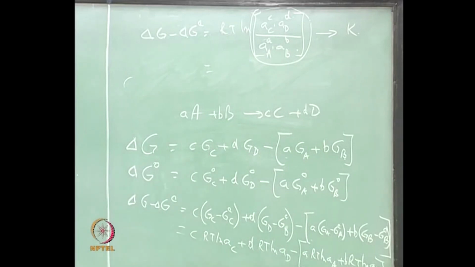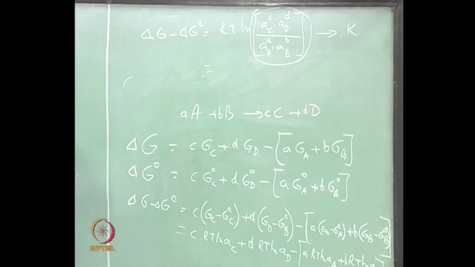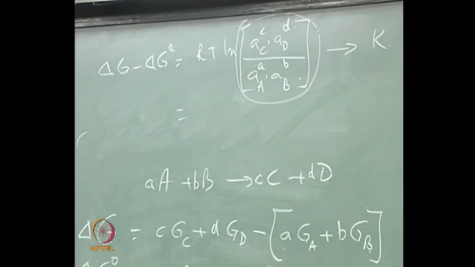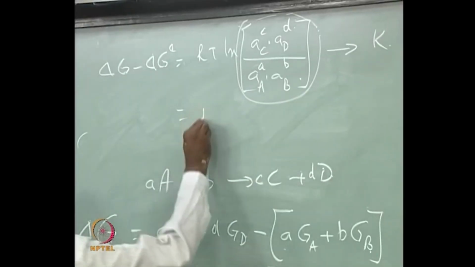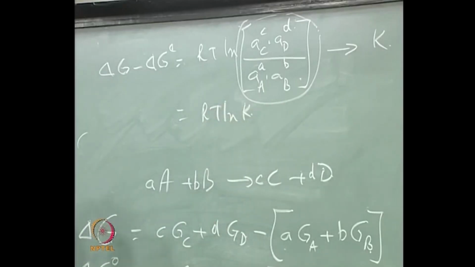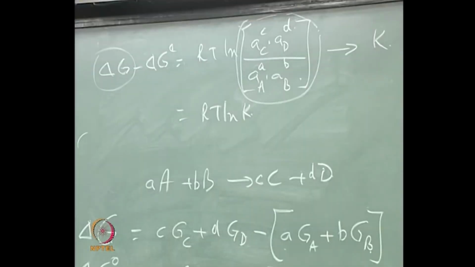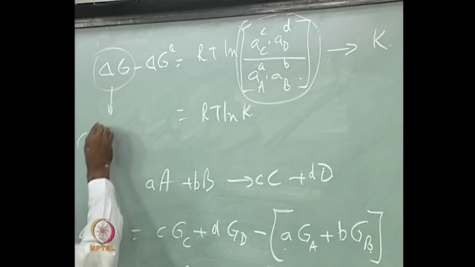And we learn a lot of things from this. As we go along we will see how this influences the whole reaction, whether it will go in the forward direction or the backward direction, which always depends on that. So I can write this as RT ln K. And if this reaction is taking place under equilibrium conditions, if there is equilibrium established between the reactants and the products, then this delta G is 0.